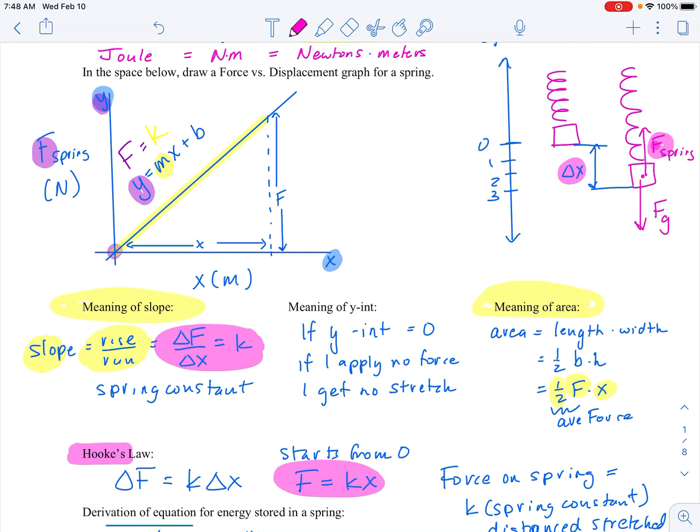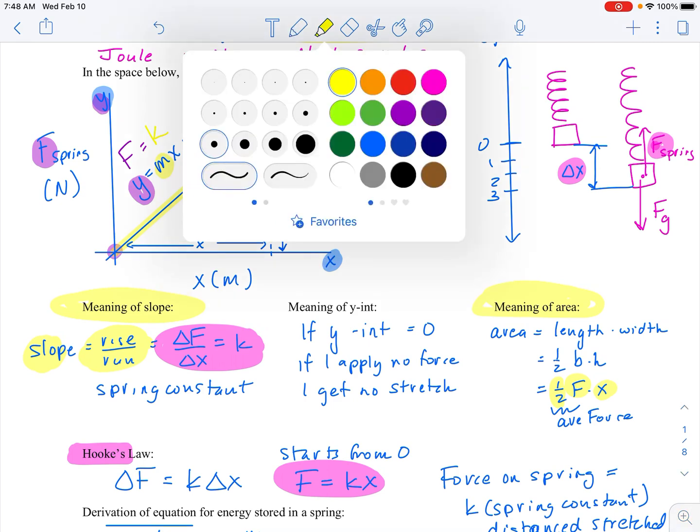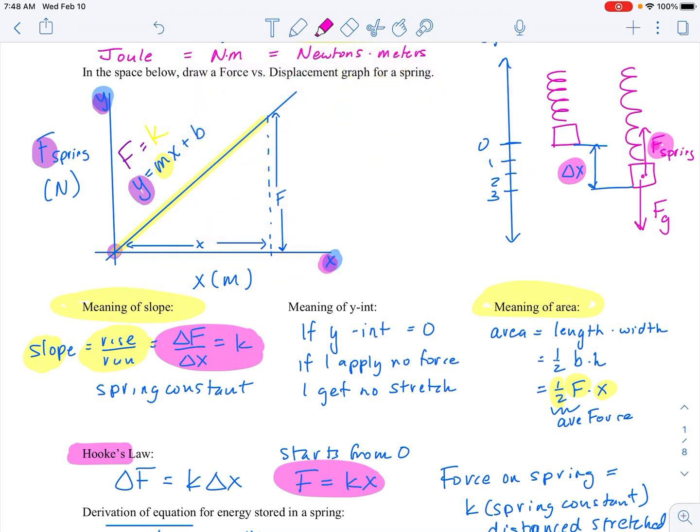And then instead of writing x, well, actually we kind of lucked out here because the x-axis has x, the position, on it. So that happens to be the same variable. So I've got F equals kx as the equation of my line. And of course, b is 0, so it doesn't do anything when I add 0.